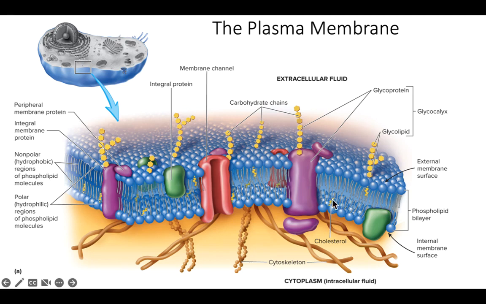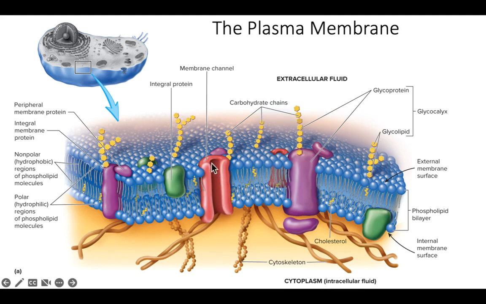You'll notice embedded in these fatty acids is cholesterol. So cholesterol is a requirement for animal plasma membranes. It's not found in plant cells, but it's found in animal cells. Then you see these different types of proteins. These little colorful things are different proteins.